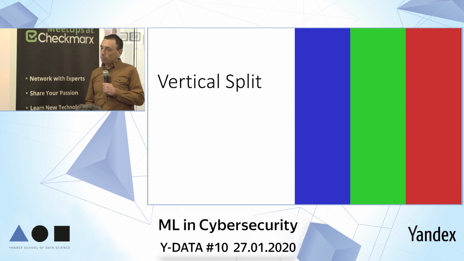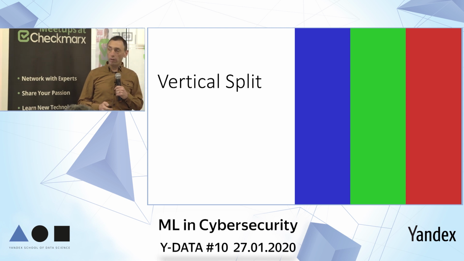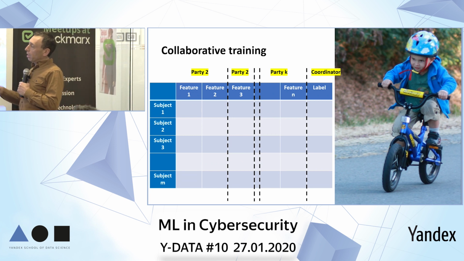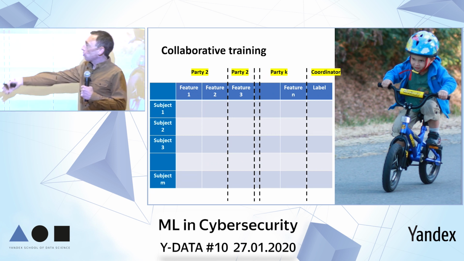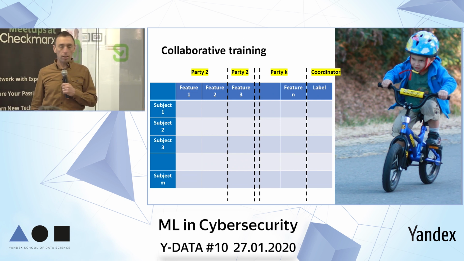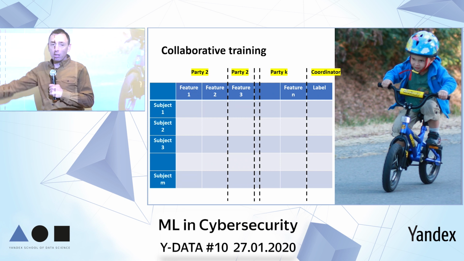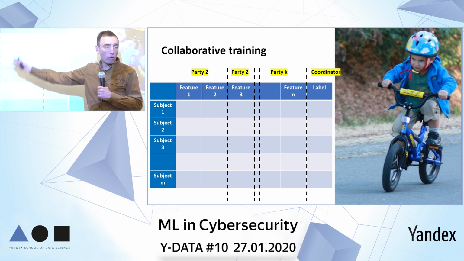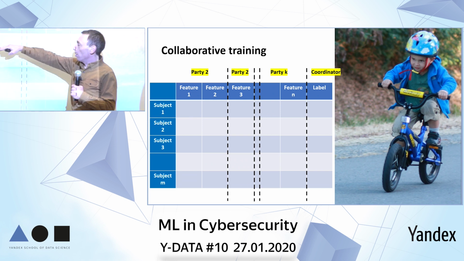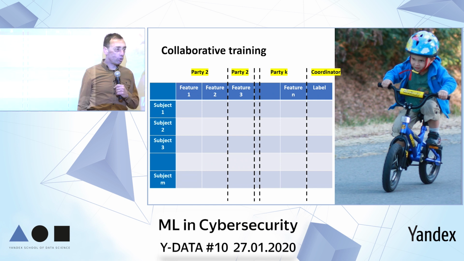For vertical split, the situation is more complex, not as trivial. So again, to remind you that our data is split. Each party sees just some of these features. We do make the assumption that they are aligned, in the sense that, if you think about each one of these features as a vector, the order of these vectors is the same for all parties. So we know that the first row is related to subject 1, the second row is related to subject 2, and so on.